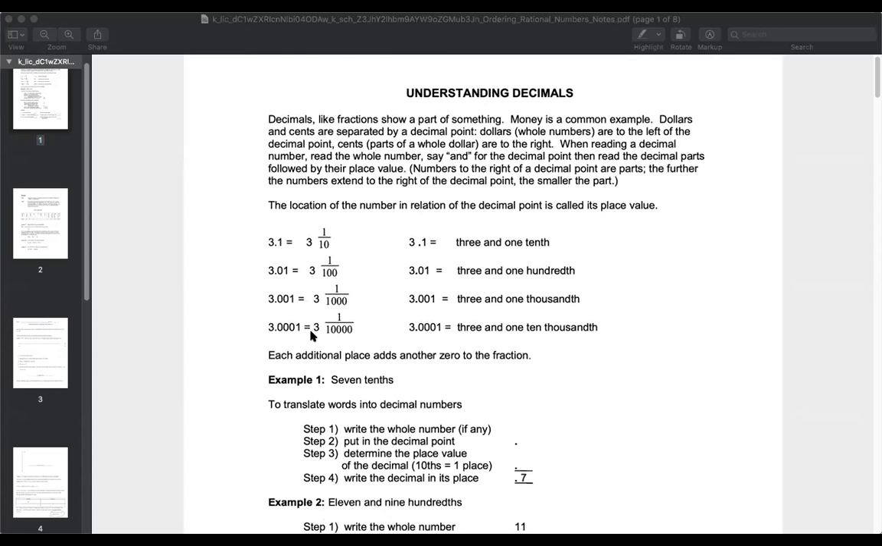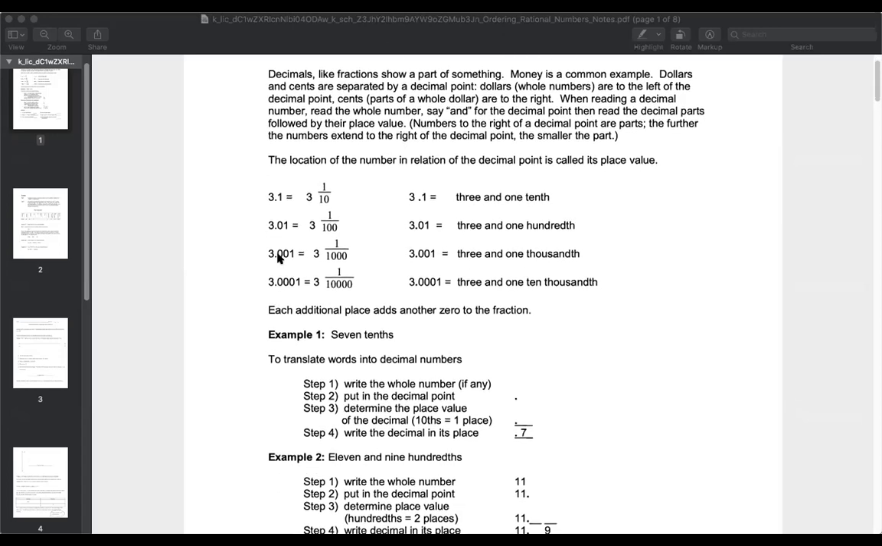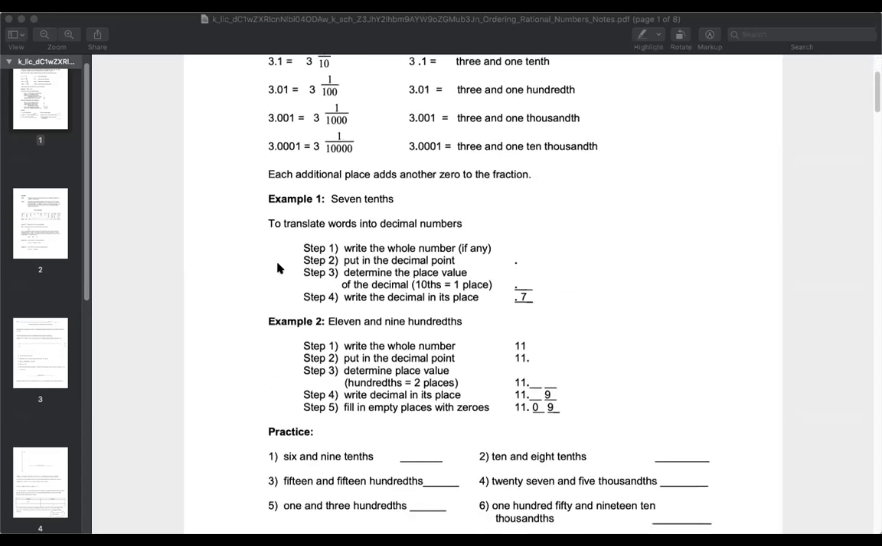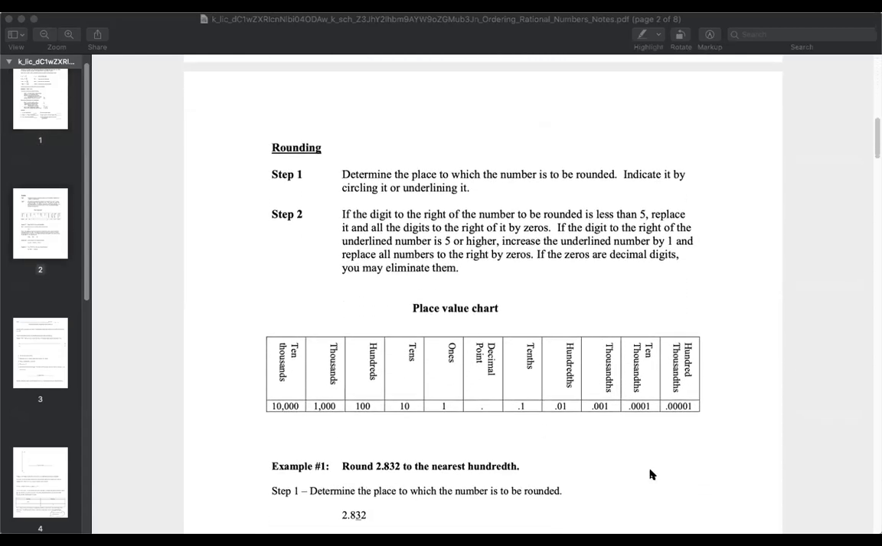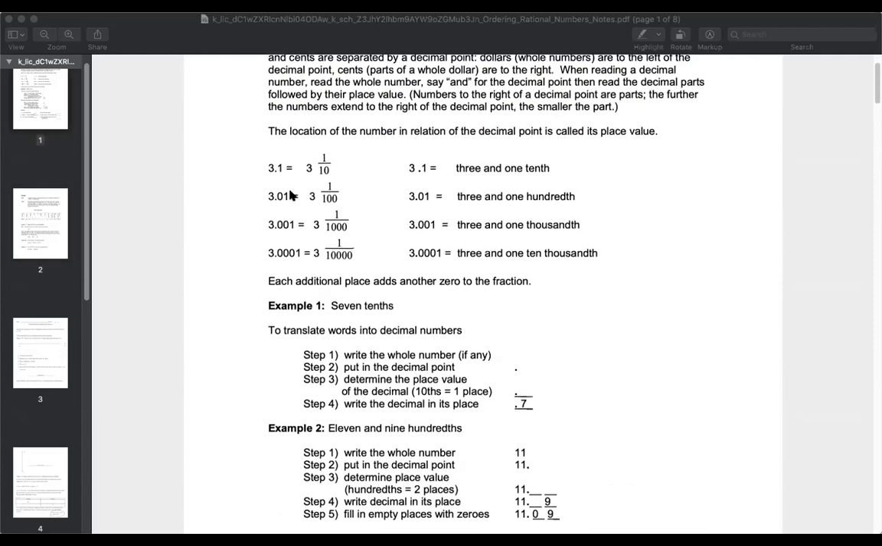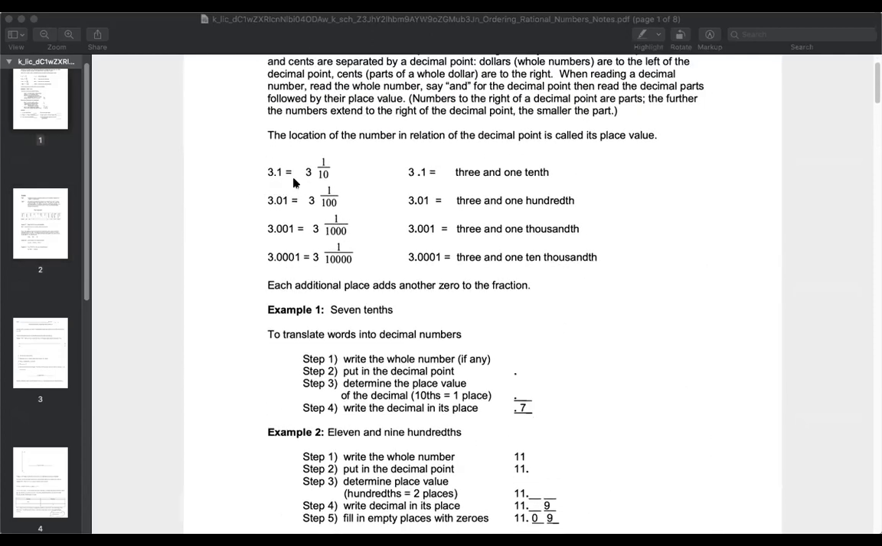Let's just get into it. Okay, so the location of the number in relation to the decimal point is called the place value, right? If you don't remember place value, I did include it on this next page. There's a chart here for the place value chart, and we'll go over that in a second.